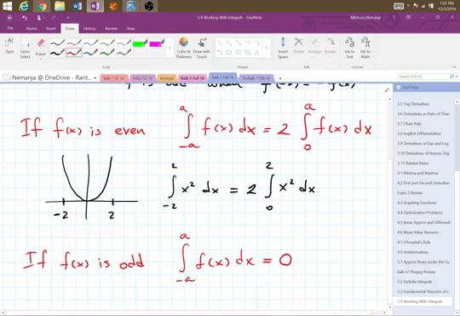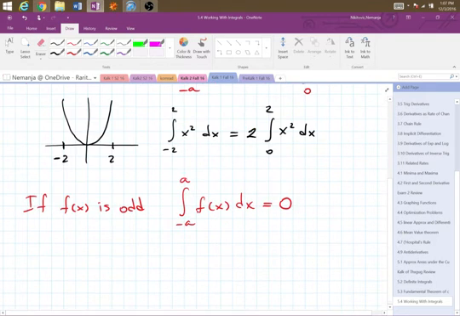A function to think of would be sine x from negative pi to positive pi, or negative pi over 2 to positive pi over 2. I'll draw from negative pi to positive pi.